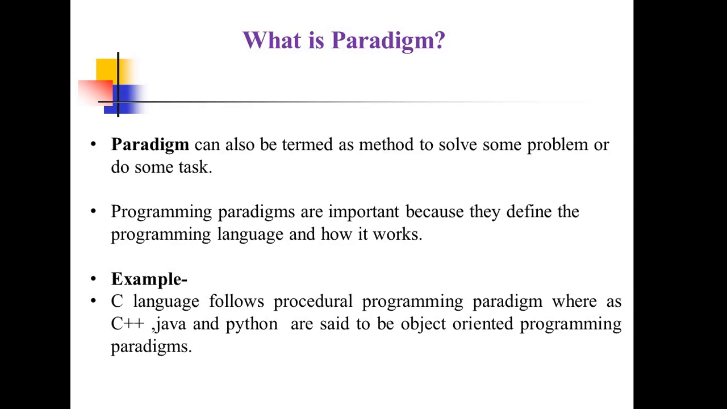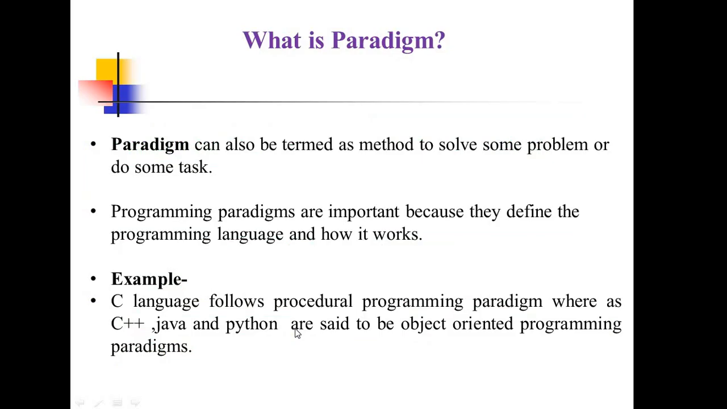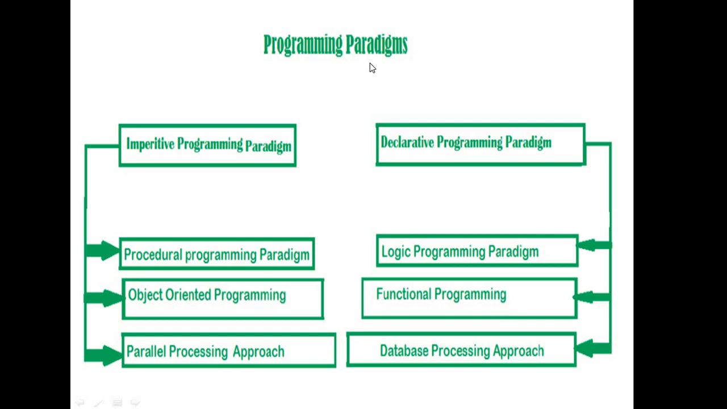Programming paradigms are important because they define the programming language and how it works. There are many programming languages available today which follow different programming paradigms. For example, C language follows the procedural programming paradigm, whereas C++, Java, and Python follow object-oriented programming paradigms.